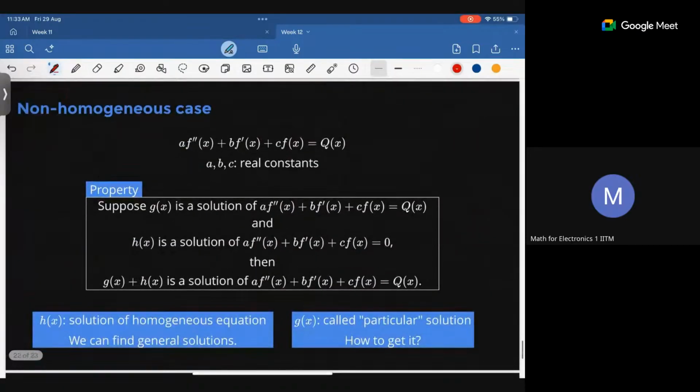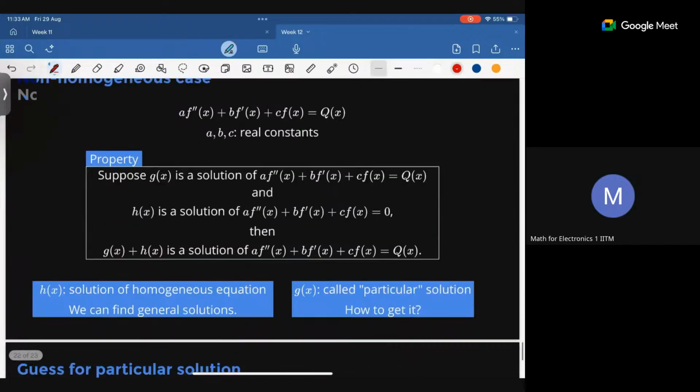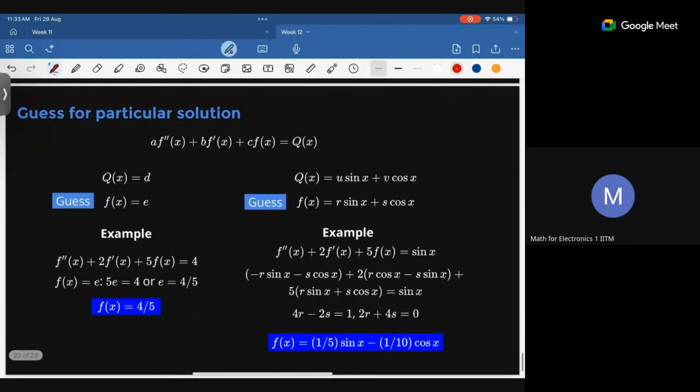Okay. So in the non-homogeneous case also, you can primarily focus on two things. What if they are constants? What if they are sin x or cos x? Okay. So not beyond that. Something like these two examples.